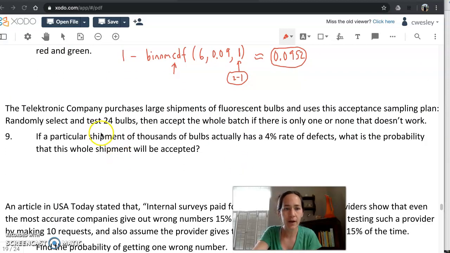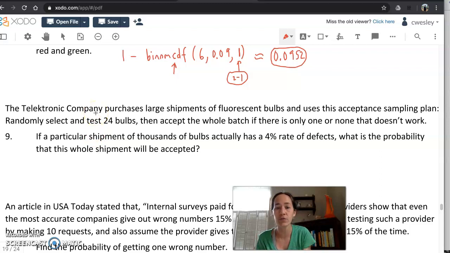The Telectronic company purchases large shipments of fluorescent bulbs and uses this sampling plan. They randomly test. They get a huge shipment of thousands. They randomly test 24 bulbs, and they'll say, oh, the whole batch is good if they only find 1 or none that don't work. I want to show you a few. There's a lot of ways you could show your work for number 9, a lot of good ways to get this one into the calculator.